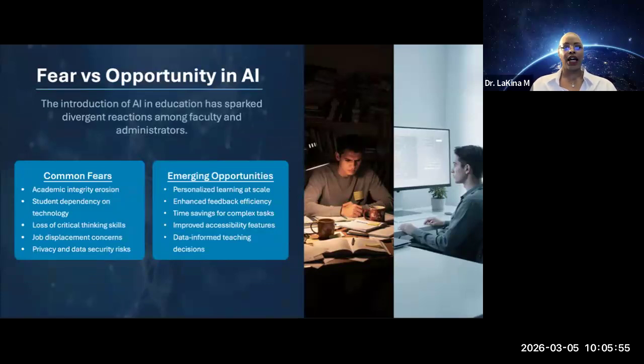But alongside those fears, there are genuine opportunities. AI can support personalized learning at scale. It can help faculty provide more timely feedback. It can provide or improve accessibility features for students who have disabilities. So the tension that we feel right now is not unusual. Historically, education has always adapted to new technologies, and the difference now is speed. So our response must be intentional rather than reactive.